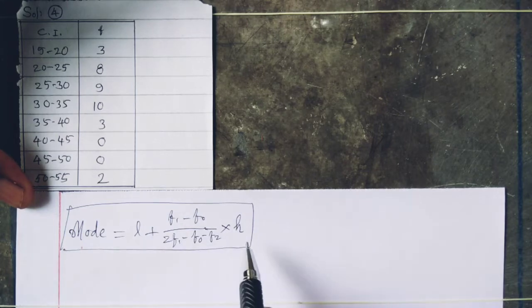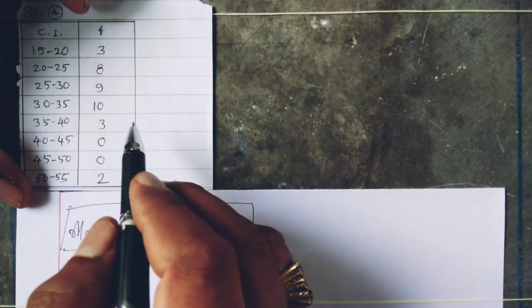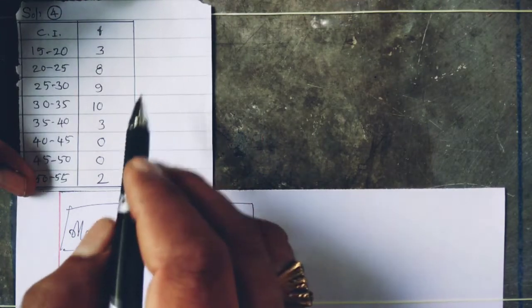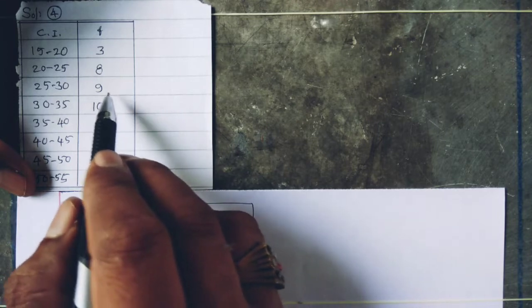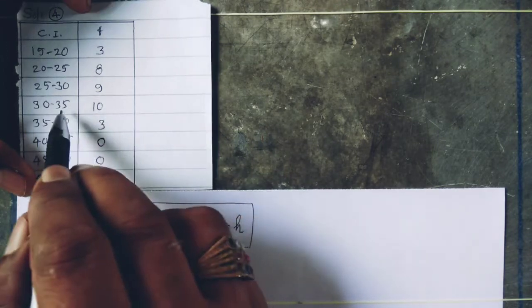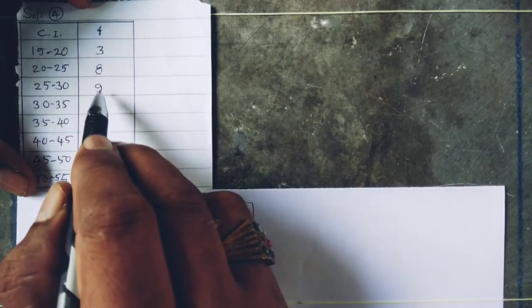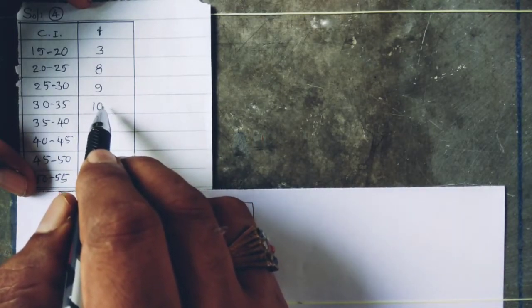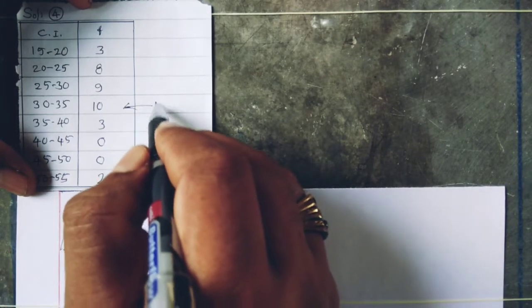To find the mode, first we have to know the modal class. How to find the modal class? The class which has the highest frequency is the modal class. In this data, 10 is the highest frequency value, that's why this is the modal class.